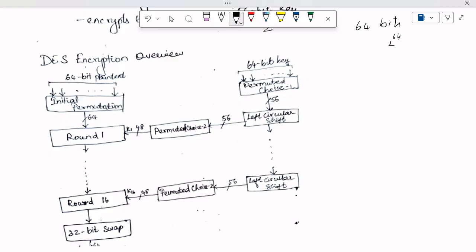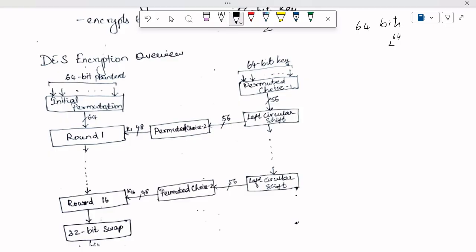This is the key scheduling mechanism. And again, in detail, we can discuss further. This is just an overview. This 64-bit key will come across the permuted choice 1, and the output of this permuted choice 1 will be 56 bits. How it is reduced and what is the order in which the permutation takes place, that we can discuss. Then comes the left circular shift. Then the output again comes across a permuted choice 2. Then the output will be 48 bits. So here comes 64 bits and here come 48 bits.